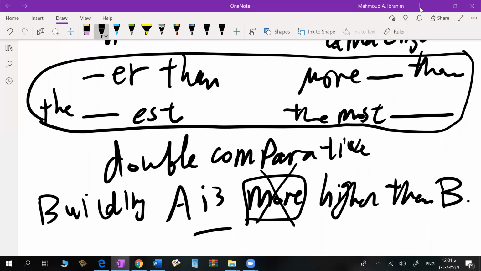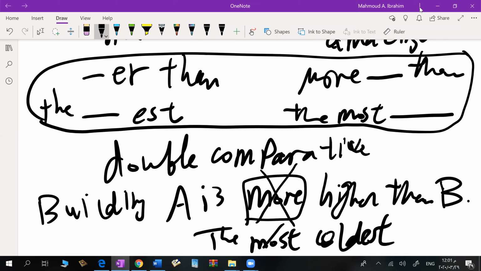Like when you say, for example, the most coldest. Can you say the most coldest? No, the coldest. No most here. We add most with multi-syllable adjectives. Are we clear?